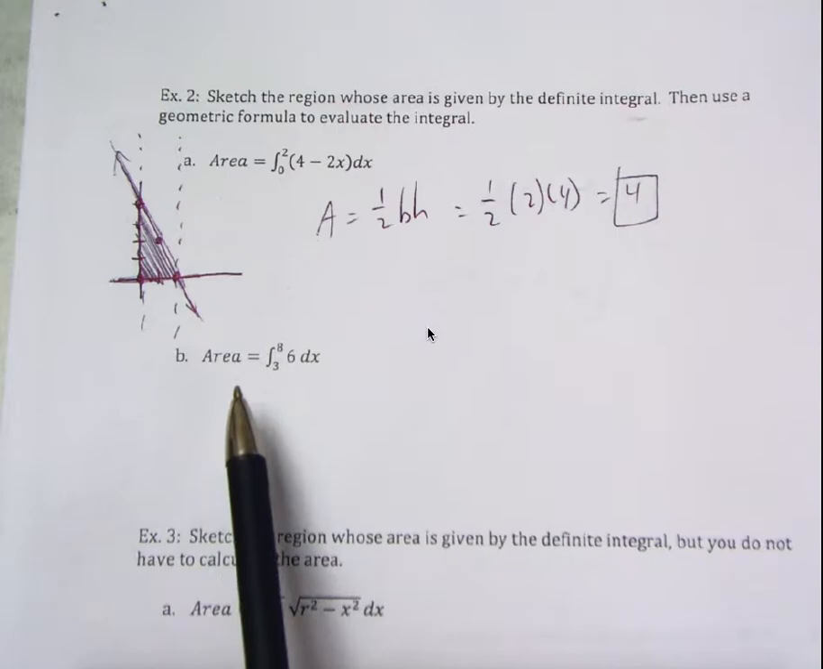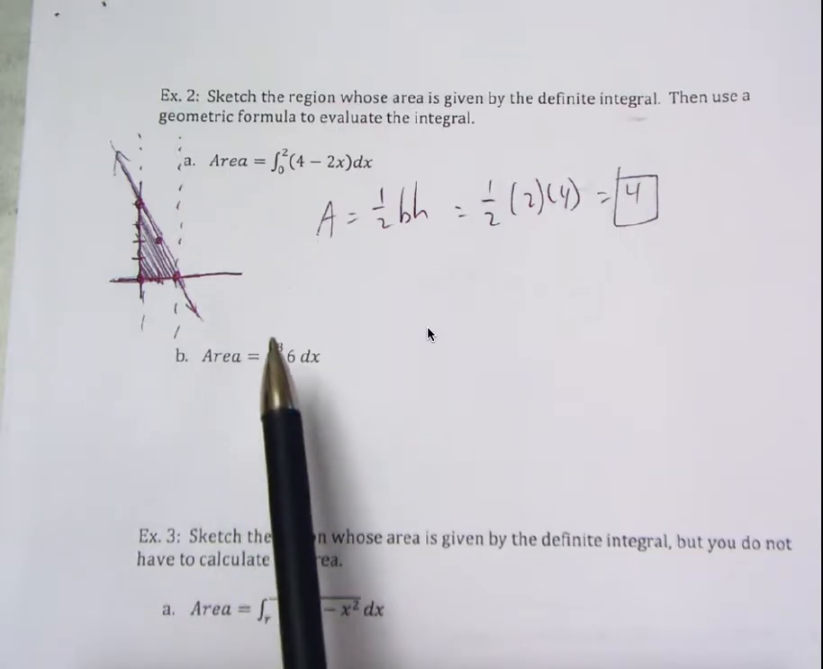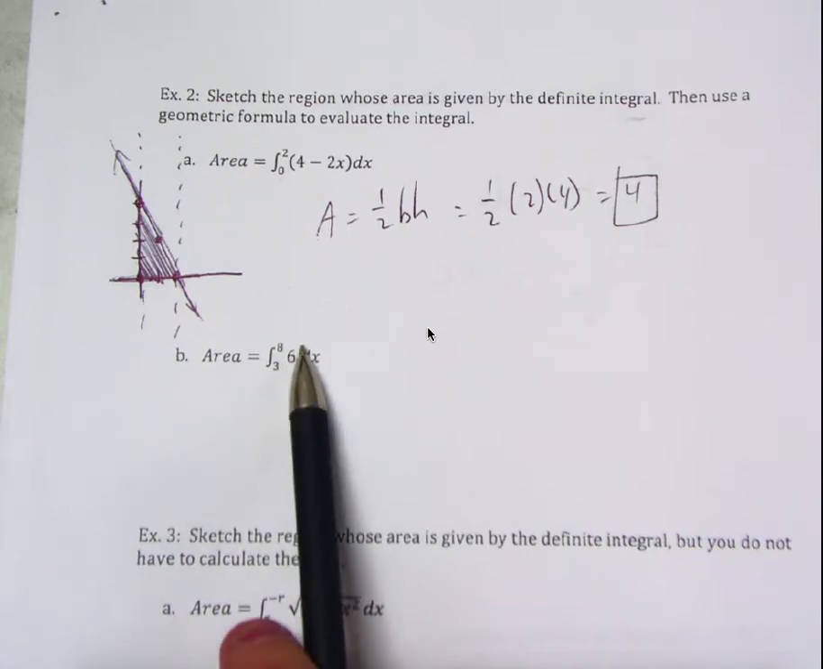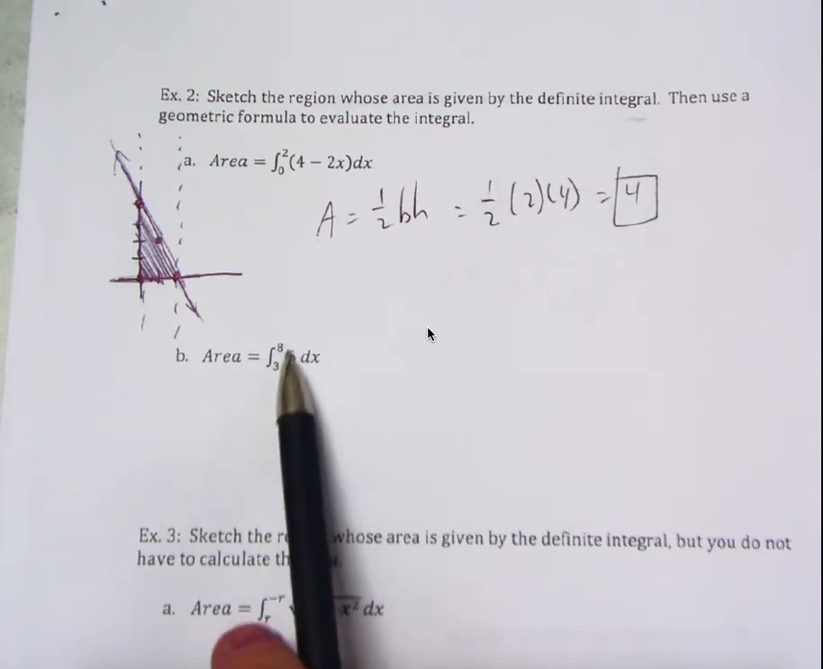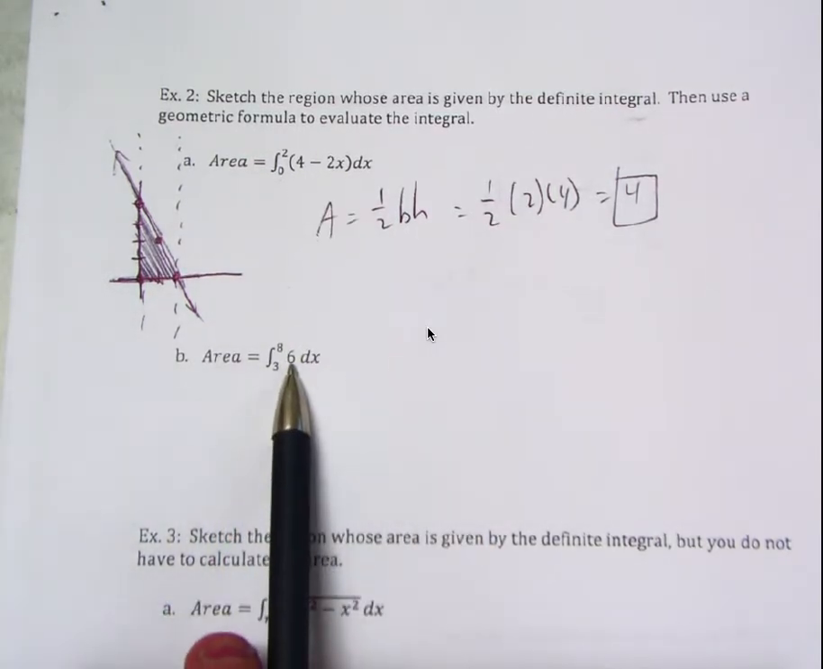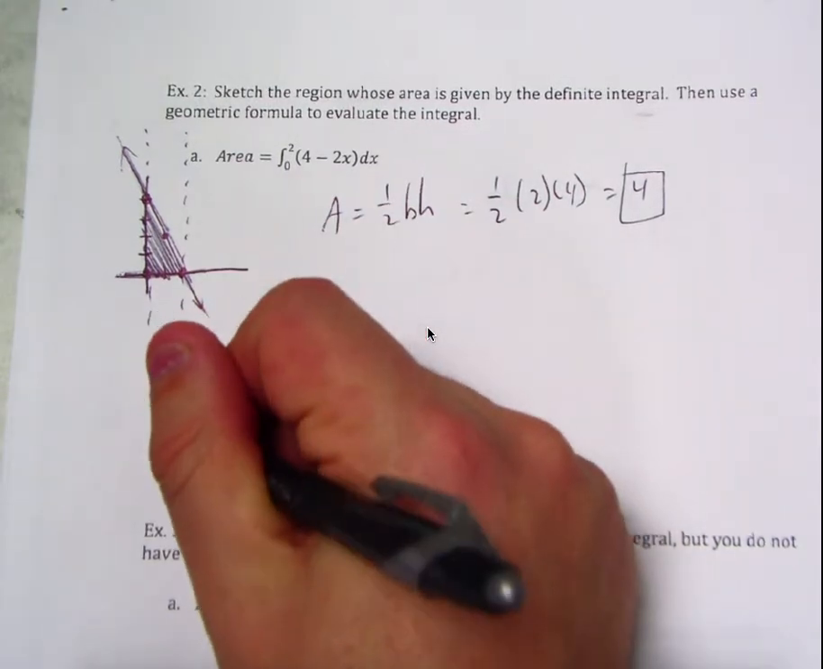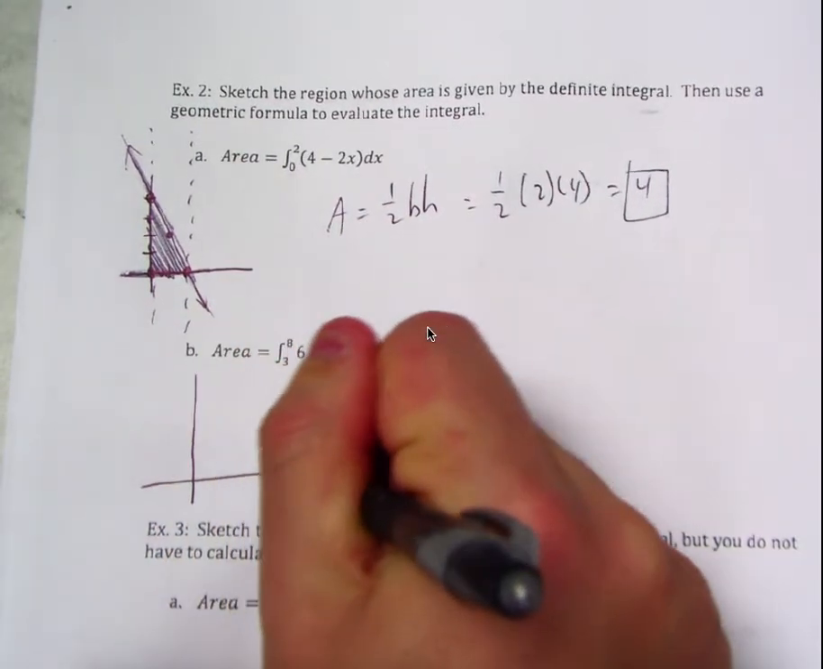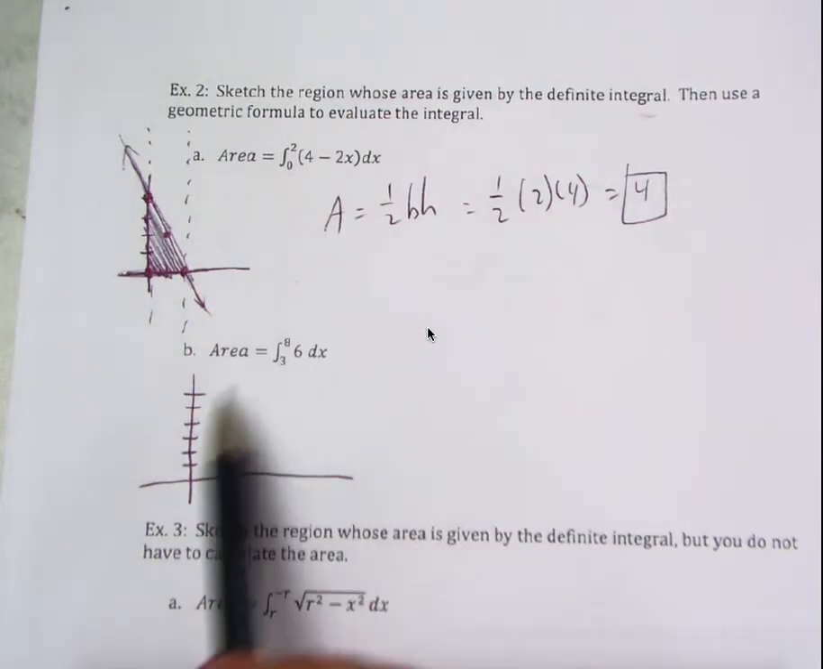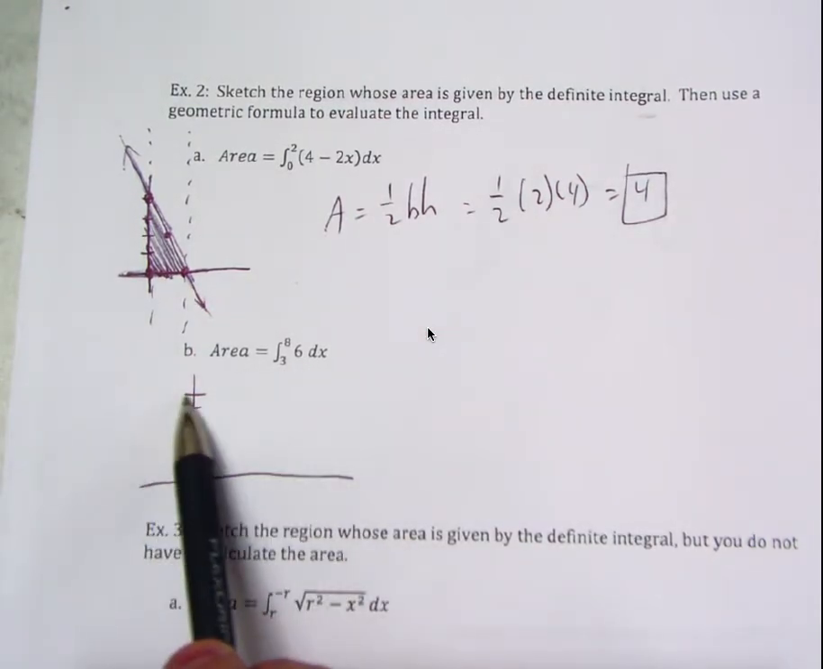So this one here says we're going to find the area from 3 to 8 of 6 dx. Well, this is just like the line y equals 6. That's what this is standing for. You can even write that out if you want. Like this is y equals 4 minus 2x. This is y equals 6. So that is a horizontal line crossing the y-axis at 6. Y equals 6 would be right here.